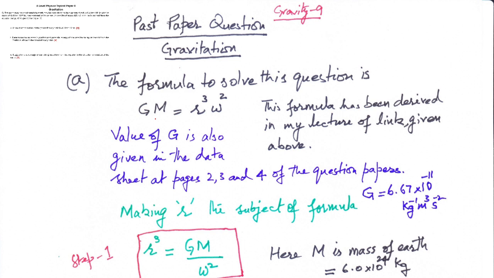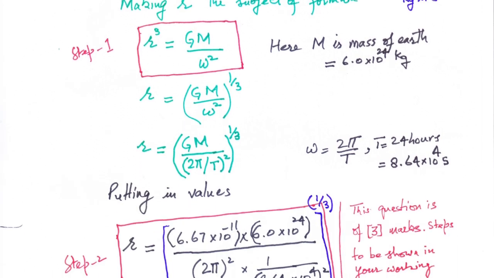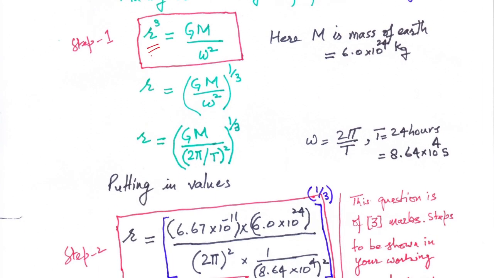The radius we have to calculate, and omega is the circular speed, but here omega is not given, so we are going to work it out in terms of time period, because we know that omega is equal to 2 pi over T. So going on to step 1, we make r cubed the subject of the formula, then we take the cube root of r on the left side and the cube root of the remaining part of the equation on the right side. So we finally have r equal to GM divided by (2 pi over T) whole squared, raised to the power 1 over 3.